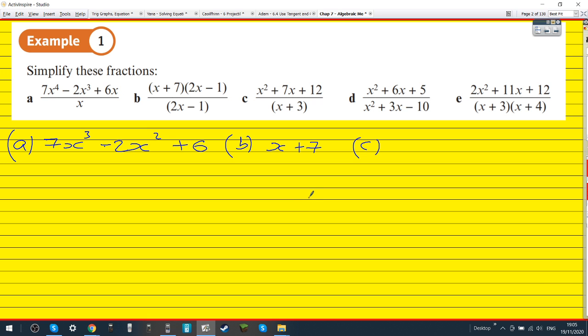Okay. And here's my guess. One of the brackets will be x plus 3. Don't know if that's helpful. You can also use the calculator. Lots of different ways of doing it. Okay.